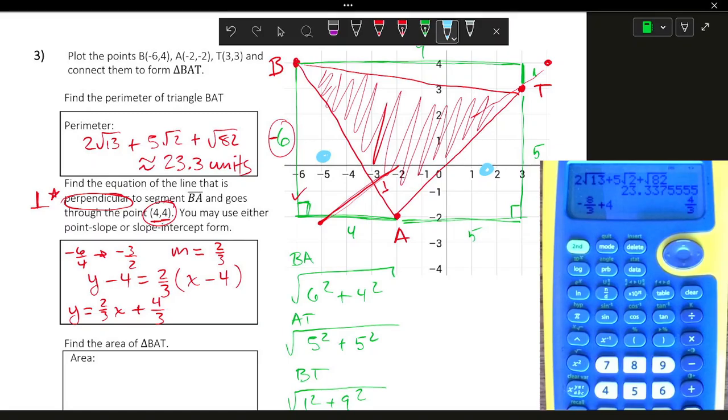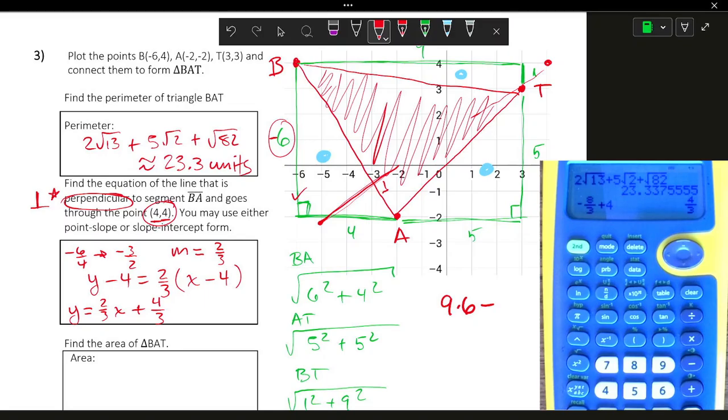I'm going to subtract the area of this triangle and then the area of this little skinny triangle right here. So if I take away those 3 triangles from the area of the rectangle, I'm going to have the area of the triangle. The rectangle is 9 by 6, right? So the area of my rectangle is 9 times 6. And from that, I'm going to subtract some things.